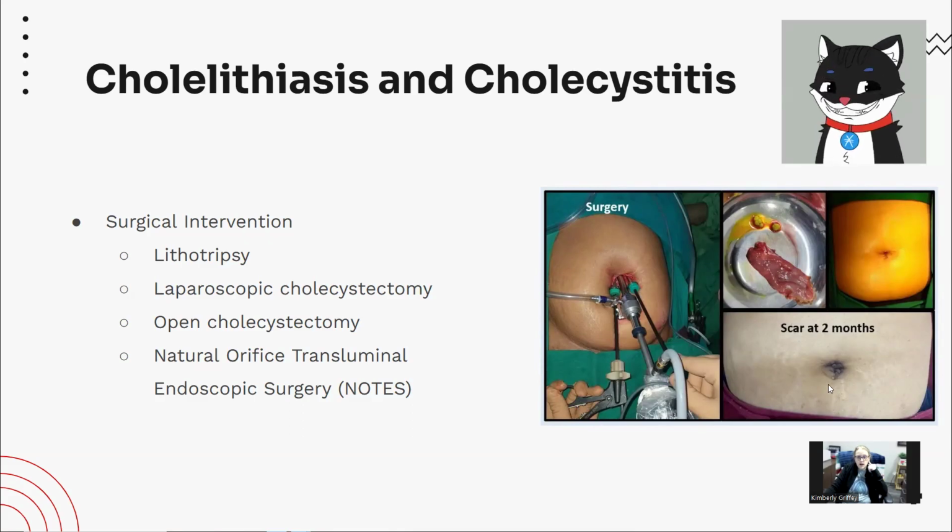And then around 2 months, this is what your scar looks like. And then this is the gallbladder and some gallstones. If they need to do an open cholecystectomy, they'll do that if it's extremely distended and fragile.